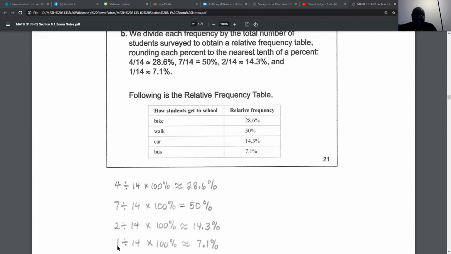And then finally, 1 person would get to school by bus out of 14. 1 divided by 14, multiply that by 100. That's approximately 7.1%. Okay, so that's how you create a relative frequency table. And keep in mind, the relative frequency table does have percentages for each category.